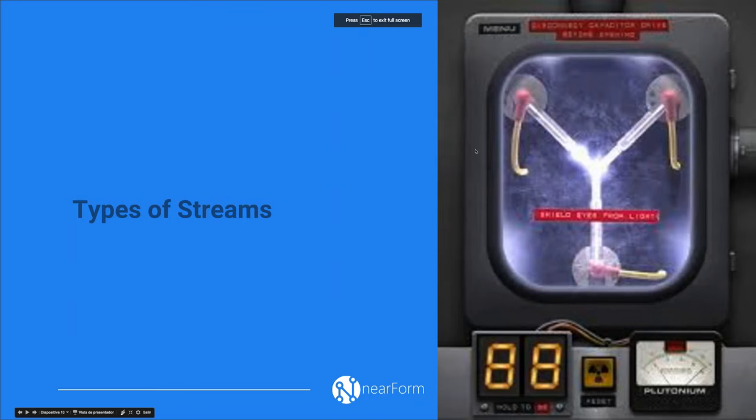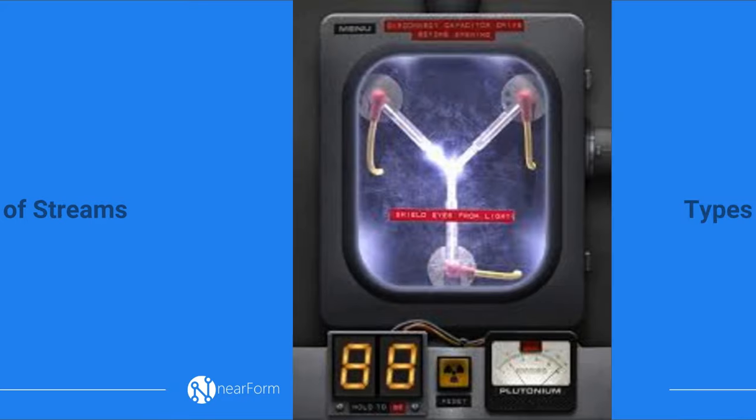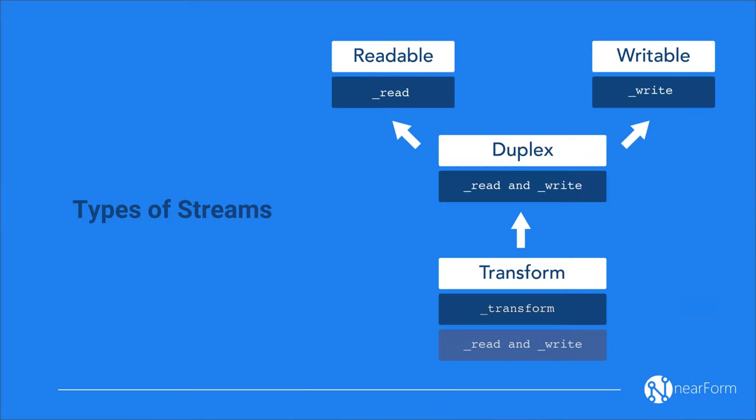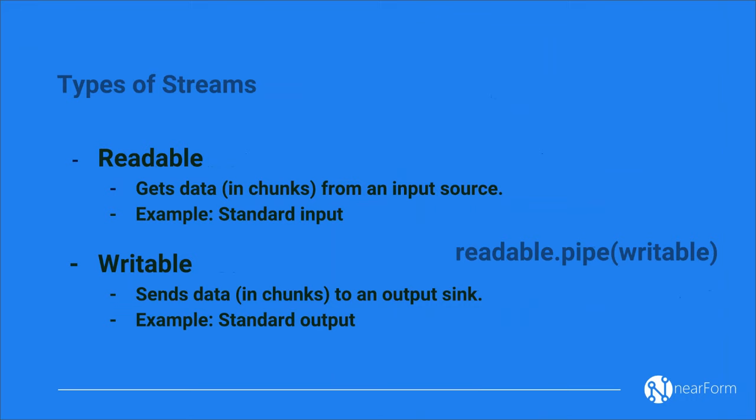Okay, so I'm going to tell you about the types of streams in Node.js. As you can see, we have put in here a picture of the flux capacitor from Back to the Future, which probably all of you have recognized already. So in Node.js, we have four types of streams. As you can see on the right side of this slide, we have readable, writable, duplex, and transform. The box below the name of the stream type is the method that is going to be operated when the stream is articulated. So I'm going to go exactly one by one explaining what it is.